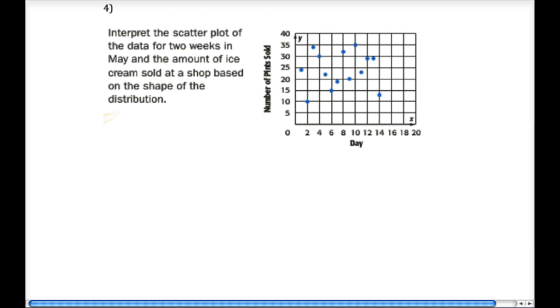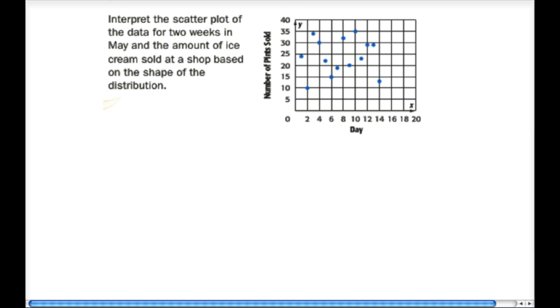Great job. All right, next one. Interpret the scatter plot of data for 2 weeks in May. Good look, it only goes up to 14 days. Notice that 2 weeks, 14 days, and the amount of ice cream sold at a shop based on the distribution. I want ice cream. What do you guys think? Positive, negative, or no association? No association. Definitely no association. Look at those points, they're all over the place.